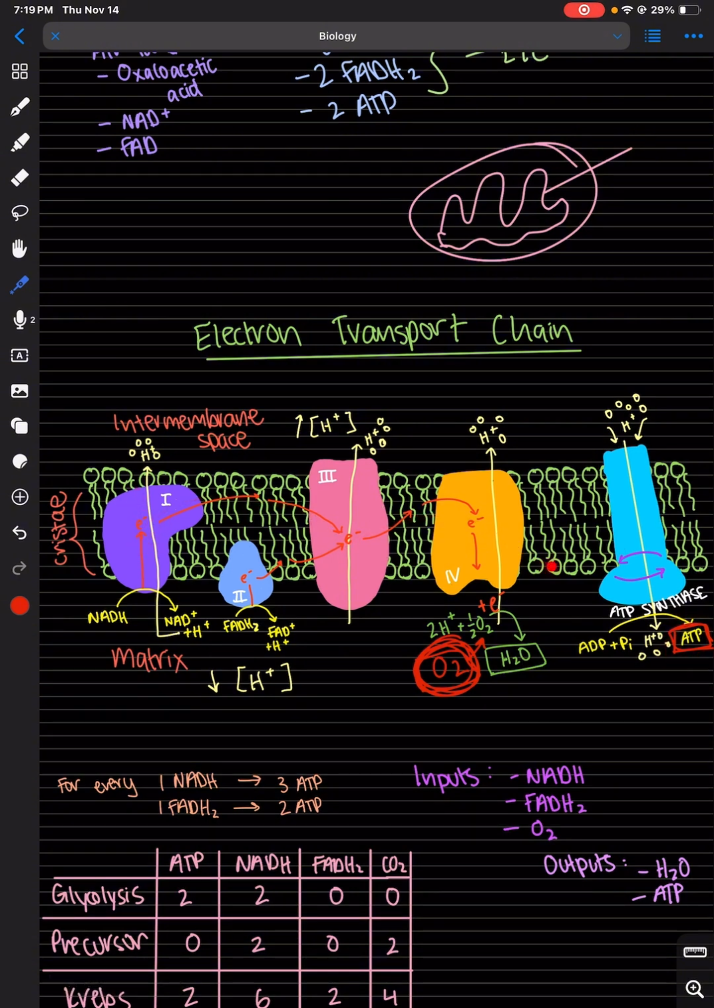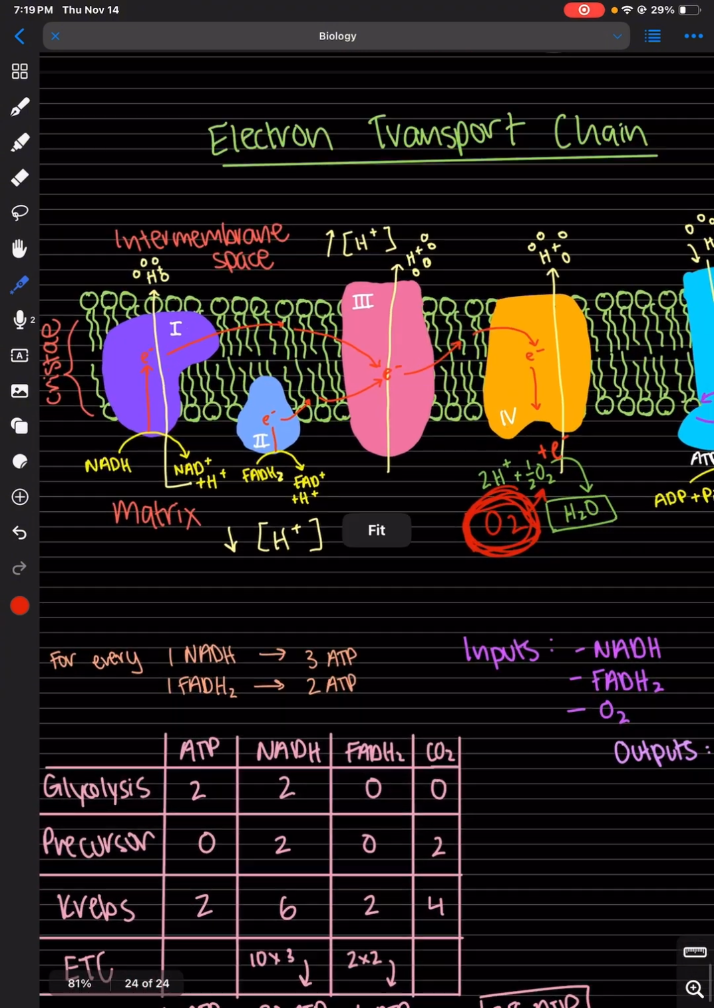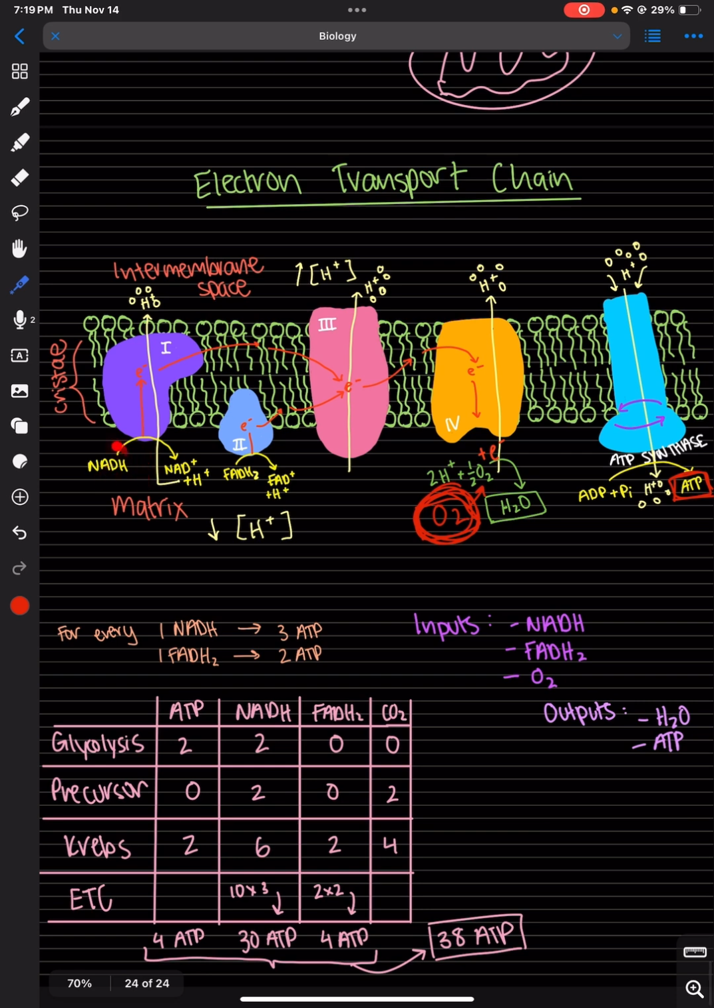Because the electrons are moving, it's giving off energy that pumps the hydrogens, right? So when NADH is pumped, it provides enough energy to make 3 ATP. This NADH being broken down provides enough energy for enough hydrogen ions to go through and make 3 ATP. For every 1 NADH, we make 3 ATP.